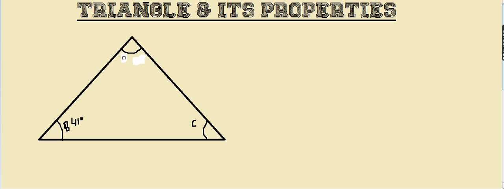This entire thing I'm going to erase. Let the figure be on the screen. Now what I am going to do now is to teach you, to make you understand how to find the exterior angle of a triangle, and also what exterior angle of a triangle actually is.